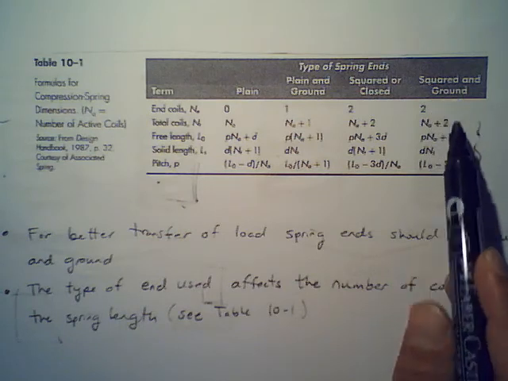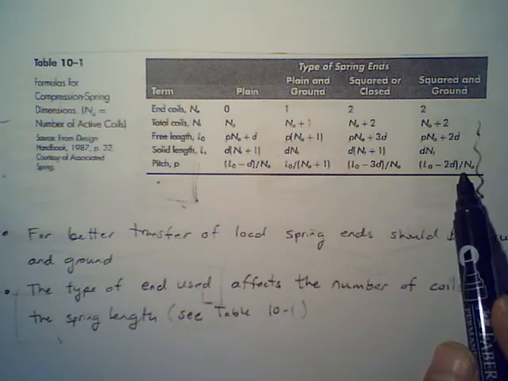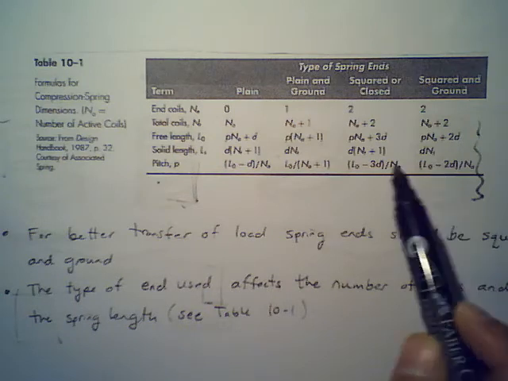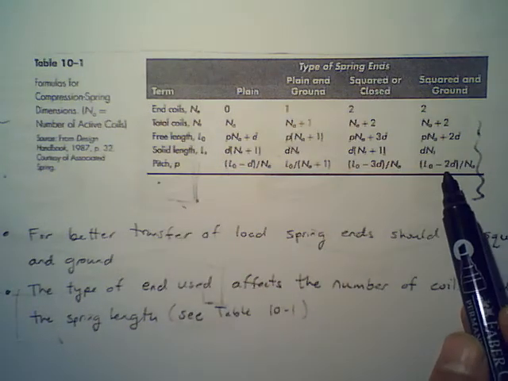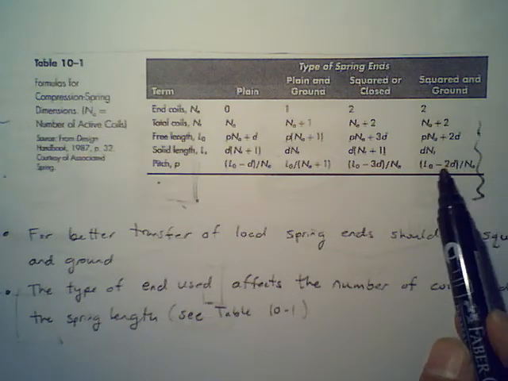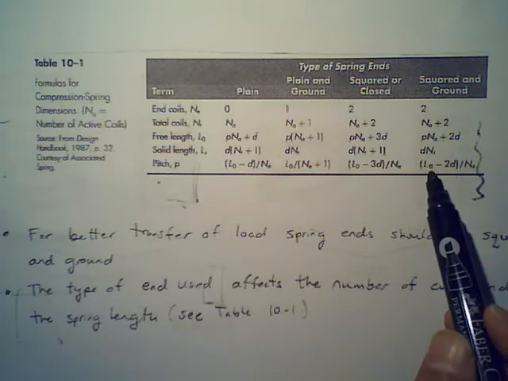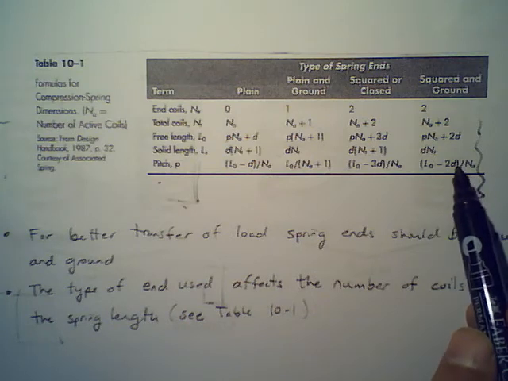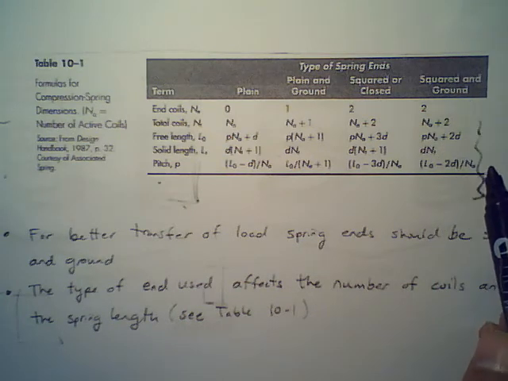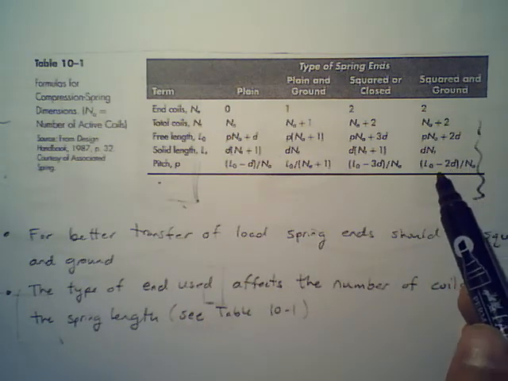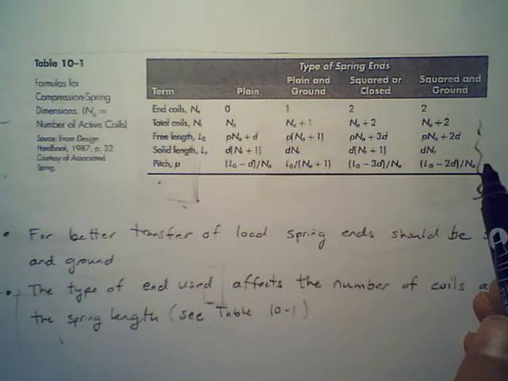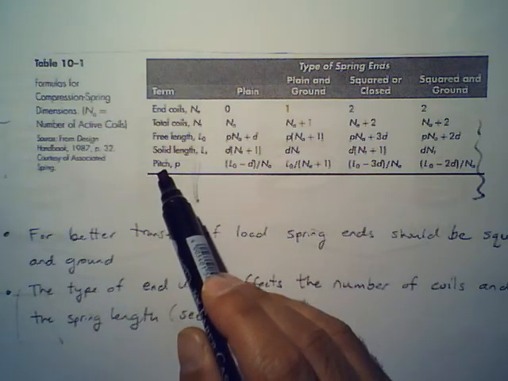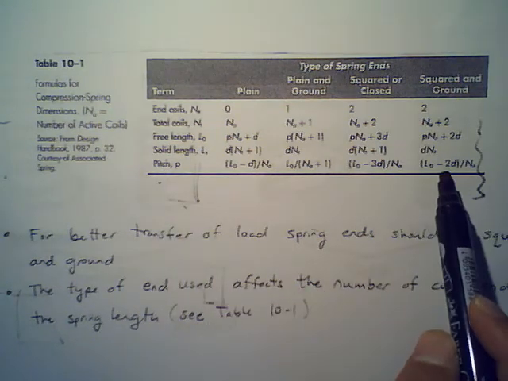The pitch of that spring is equal to L0 minus 2D over NA. If I gave you the free length of the spring, you can calculate the pitch of the spring from here. So how many unknowns do you have? You have NA, L0, and P. If you use this column for this type of spring, and I gave you the free length, you would need to get the pitch. If you get the pitch, you can apply this.